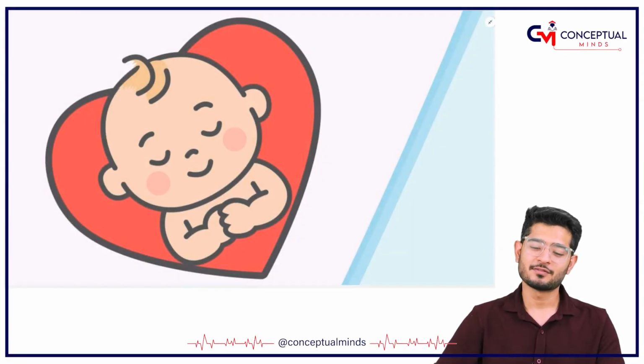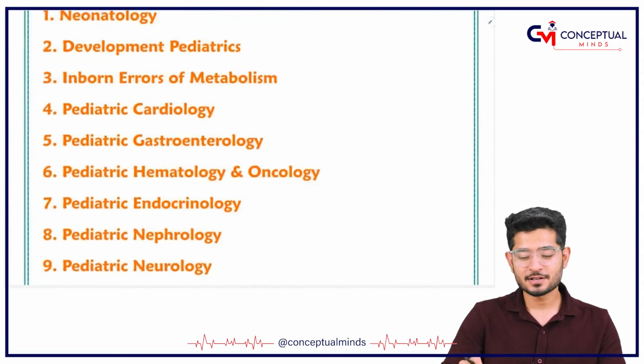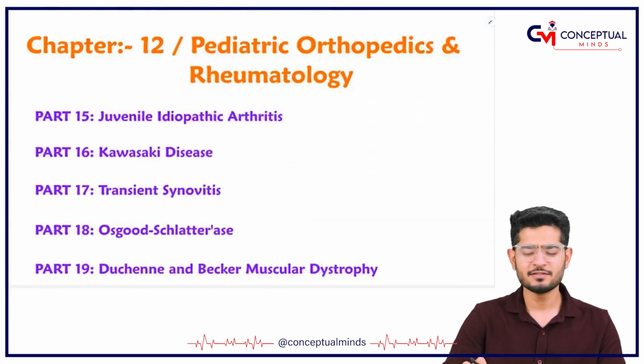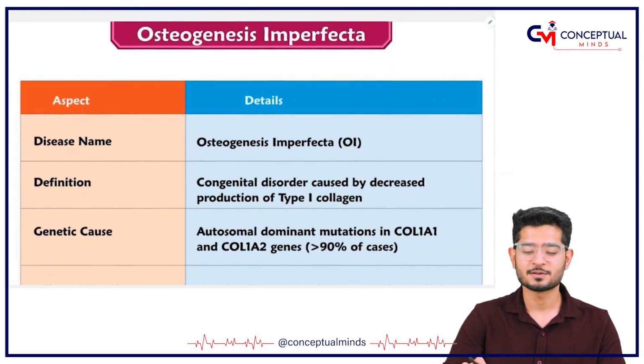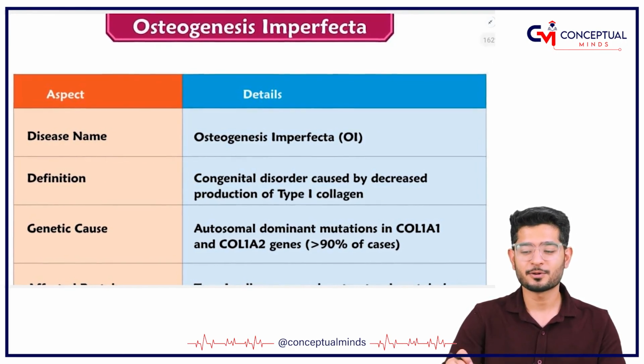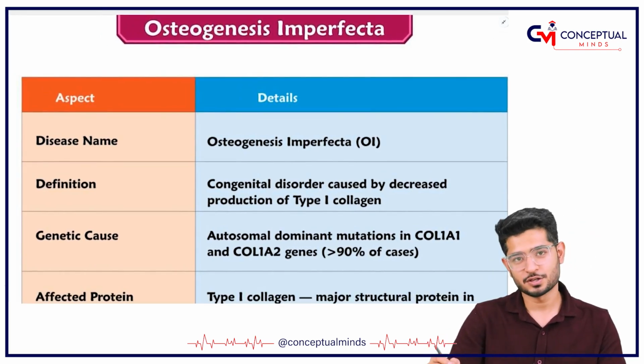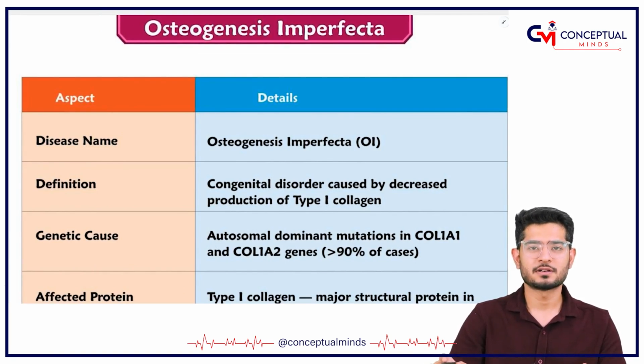Myself Dr. Parv, and we are discussing pediatric orthopedics. The topic of discussion in this class is a very important topic which has been asked a lot of times, called Osteogenesis Imperfecta. As the name suggests, there is a problem in the genesis of the bone and the other parts associated with it, but mainly the bone itself. So osteogenesis imperfecta means imperfect genesis of the bone.